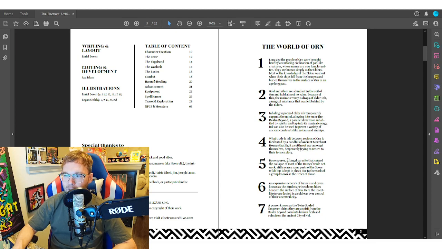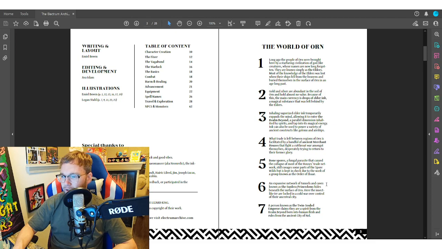Number 5 says bone spores, a fungal parasite that caused the collapse of most of the houses. Trade networks were still ravaged in some parts of the spore wilds, but it's kept in check due to the work of a group known as the Order of Ilsar. Now this is really cool. Kind of adding another element to this, where we're adding like Last of Us sort of zombies, sort of mushroom demons essentially that are going to take over people and turn them into brainless flesh slaves. So really cool thing to see here.